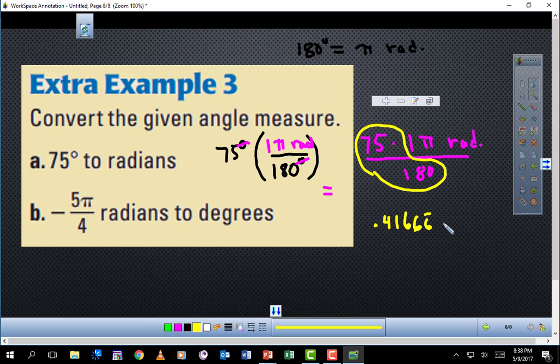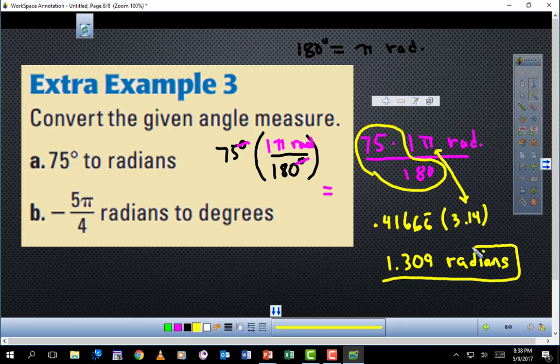0.41666 repeating. Now, to get it completely in radians, you just multiply by 3.14. You see? Because that's what we're going to use for pi, right? Or you can just use your pi button on your calculator. So times pi. So anyhow, what this is equal to is 1.3, let's see, I'm going to round off here, 309 radians. Okay, so there you have it. That's how you do these conversions. Pretty easy, right?